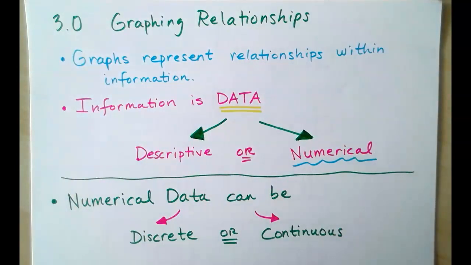And that data can either be descriptive or it can be numerical. Obviously, descriptive has more to do with words. Numerical, we're going to be taking a look at in math class. So here are your big ideas for this video. Numerical data can be discrete or continuous. We're going to be looking at both of these ideas in this video.